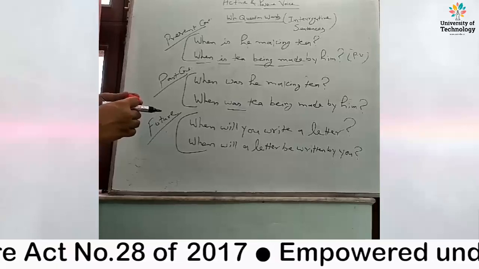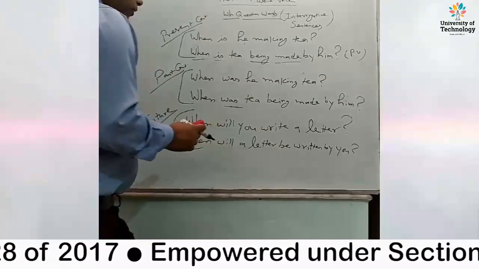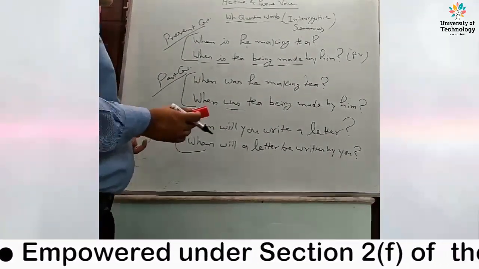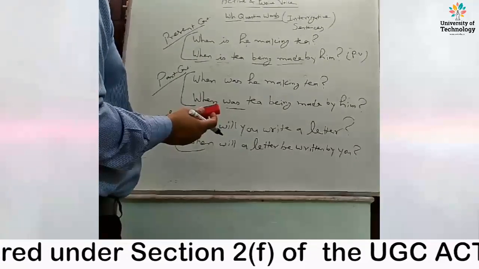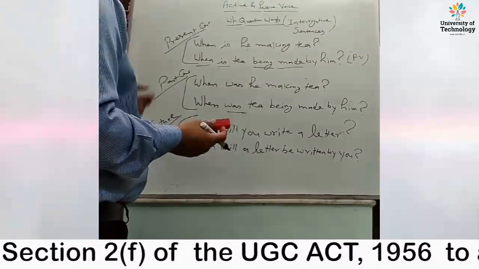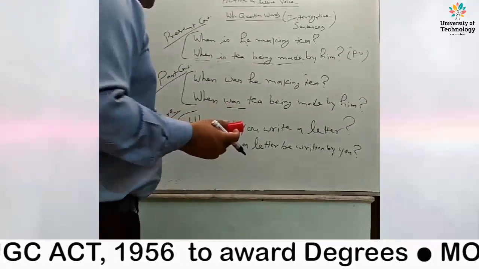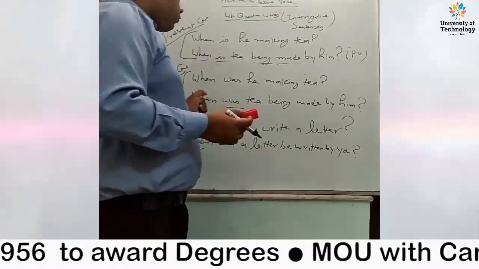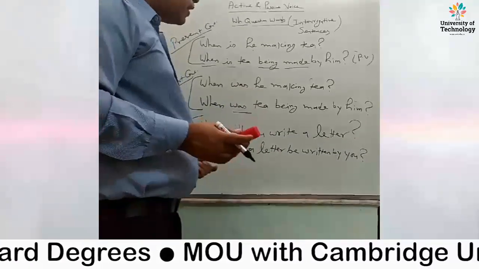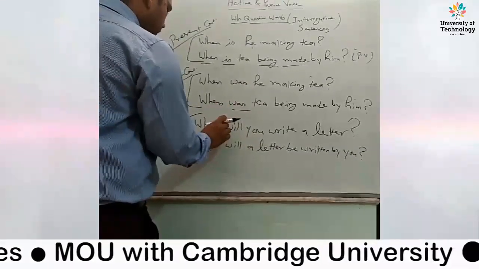Next, future continuous. Normally we do not make the passive voice of future continuous. So when is he making tea? When is tea being made by him? When was he making tea? When was tea being made by him?